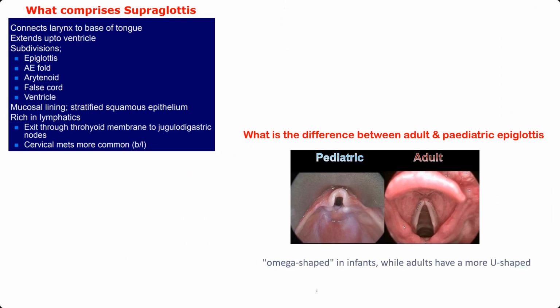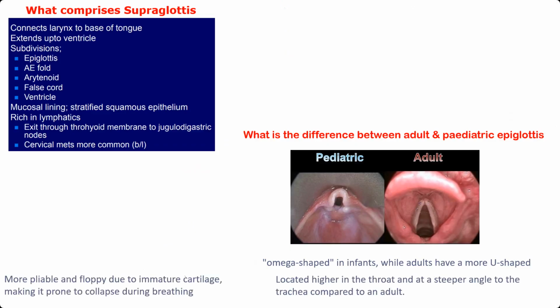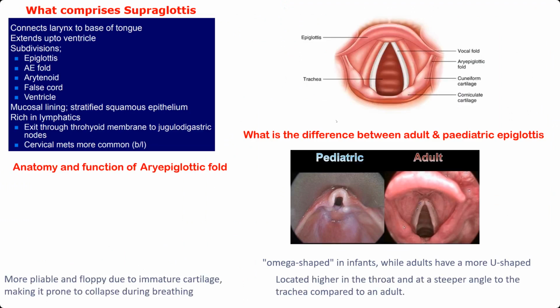The anatomical differences are that it is omega shaped in the pediatric patient, and U shaped or leaf shaped in the adult, and it is located higher in the throat. The entire larynx is at a higher level, and it has a steeper angle up to the trachea compared to the adult. The third point is that it is more pliable and floppy due to immature cartilage, and it is prone to collapse during breathing. That is the important difference. The anatomy and function of the aryepiglottic fold is another area we have to know, so this picture can sometimes be asked.